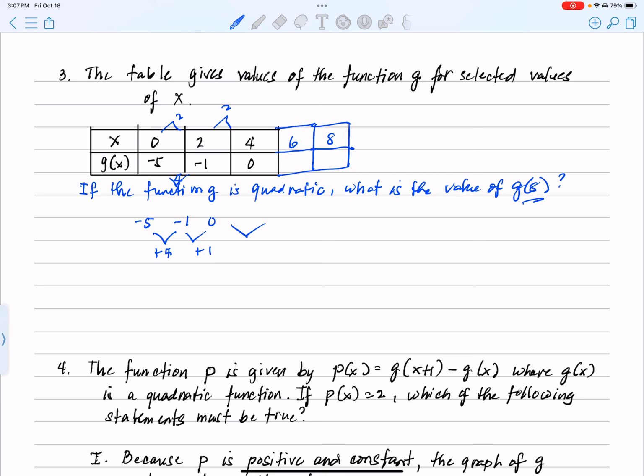So we don't know what it is when it's 6 and what it is when it's 8. But what have we observed? If I get the second difference, 1 minus 4, that's -3. We could tell from here that the rate of change is decreasing by 3 for every 2 x values, because our interval is by 2.